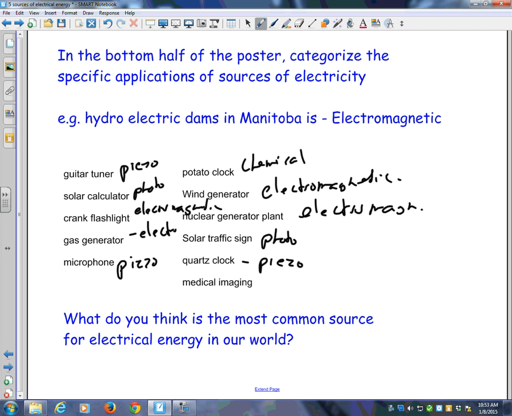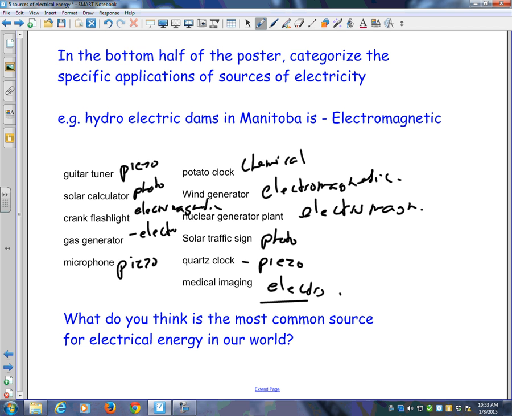Medical imaging. MRI. Electromagnetic. Yeah, it's sort of electromagnetic. That one's kind of a weird one. So how many servos are there? None.